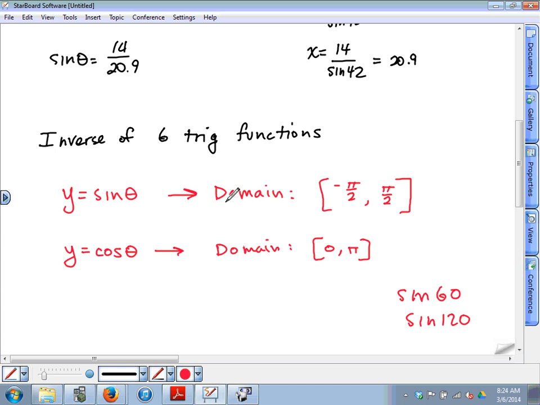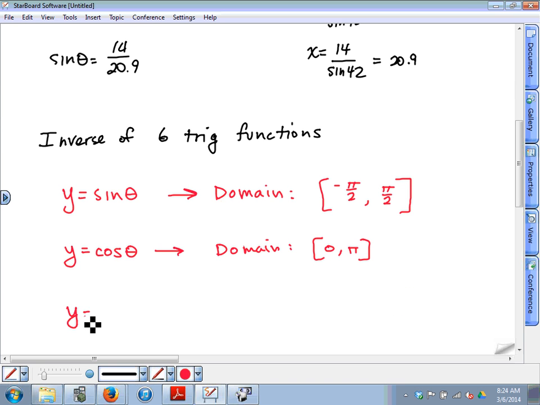We need to have quadrants where the sign would be different. What quadrants are negative pi halves to pi halves? We're talking about quadrants 1 and 4. The sign is positive in quadrant 1, but in quadrant 4 the sign is negative. So if we restrict the domain this way, we have a quadrant where the sign is positive and a quadrant where the sign is negative. That's important. Why would we want to restrict the domain of cosine from 0 to pi? It's positive in quadrant 1, but it's negative in quadrant 2. You guys following? So now we have a quadrant where cosine is positive and where cosine is negative.